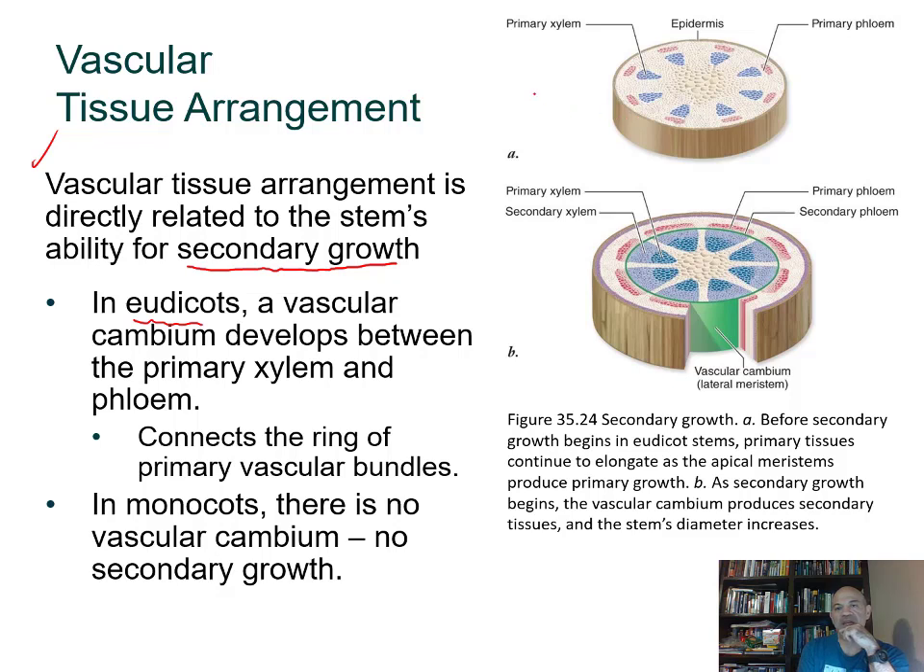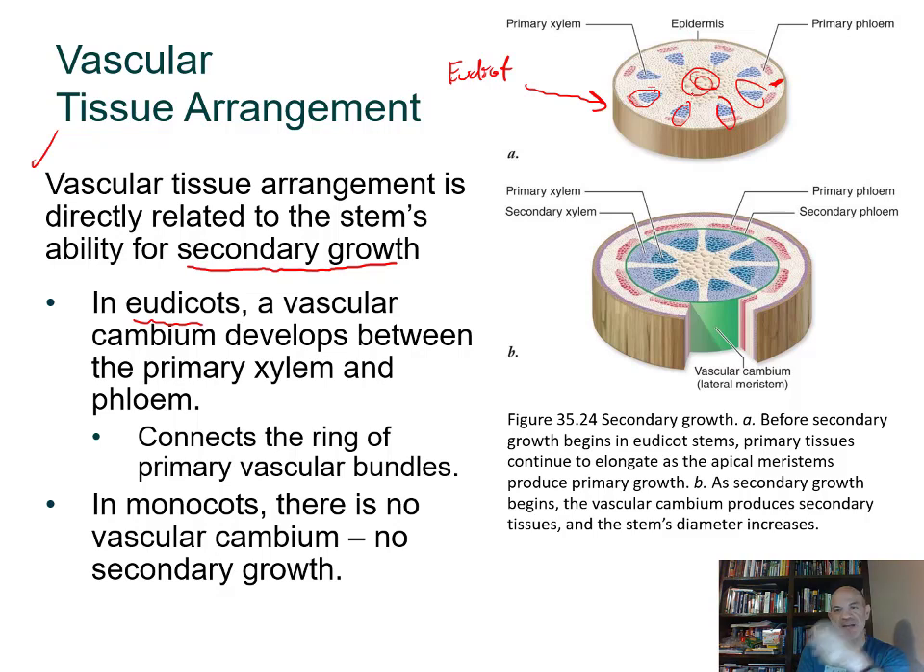Okay, so if we look at a stem of the primary plant body for a eudicot, this is the eudicot stem. There you can see here's your xylem and your phloem. The xylem's on the inside, the phloem's on the outside. Okay. Your pith in the middle right here, the cortex right in this region here. Okay, but you look at that vascular tissue.